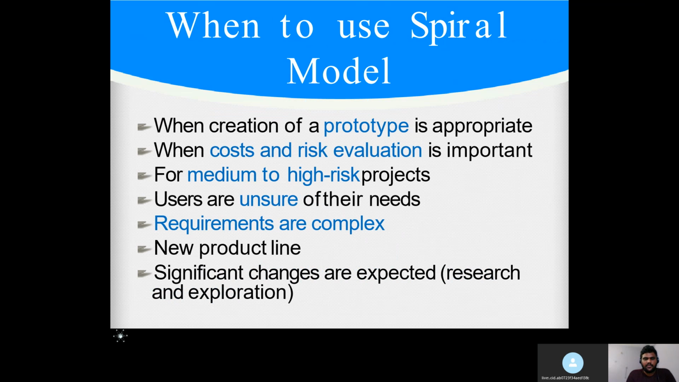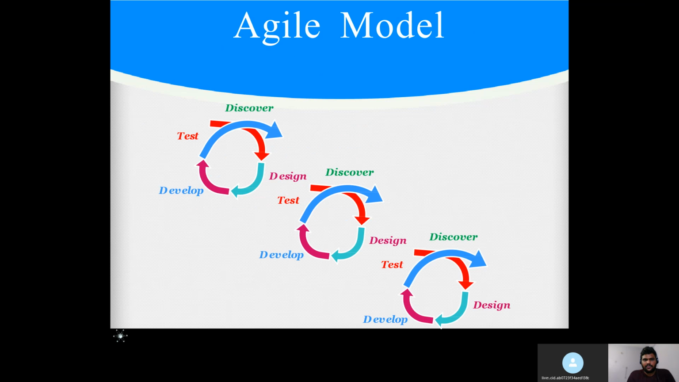So when to use the spiral model? When creating a prototype is appropriate, when cost and risk evaluation is important. For medium to high risk projects, when users are unsure of their needs, requirements are complex, a new product line, significant changes are expected, such as research and exploration projects.